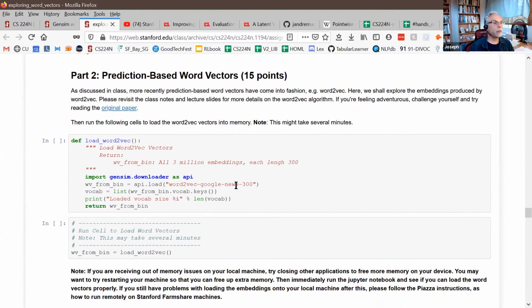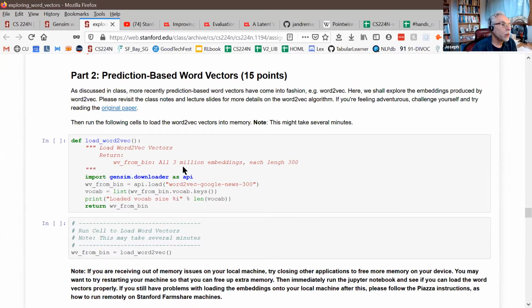Then you do the same thing with prediction-based word vectors. And these prediction-based word vectors are word2vec and GloVe, and I think in this case they're word2vec.